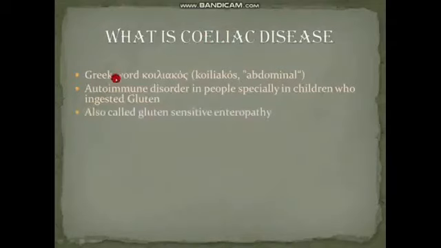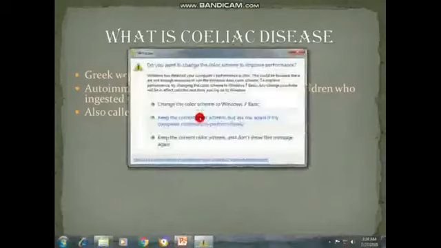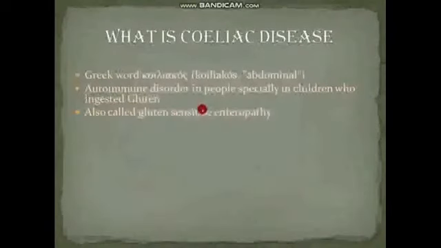Then the next point says that we also call celiac disease gluten sensitivity enteropathy. What does it mean? It means that celiac disease is a disease of the small intestine. During this disease, the intestines are damaged, so we call it gluten sensitivity enteropathy. We also call it celiac sprue.